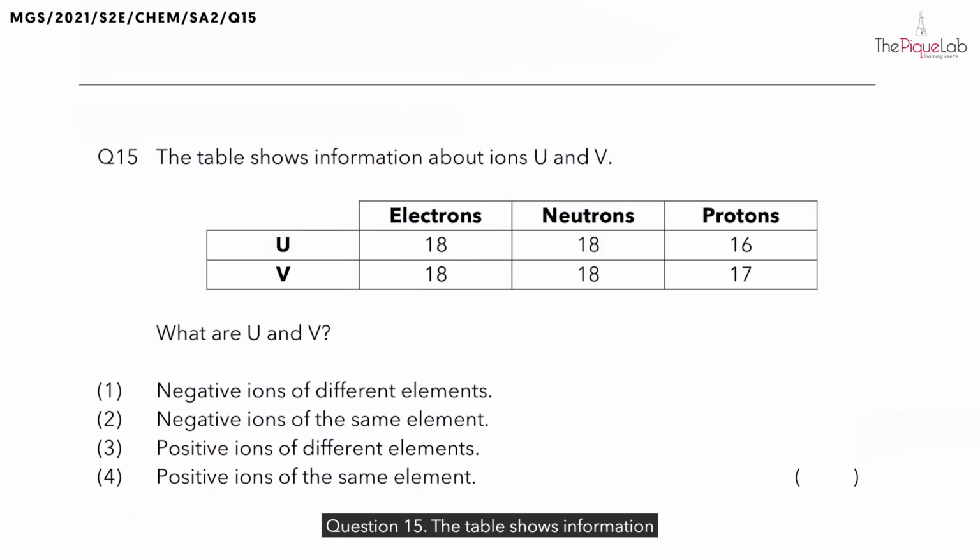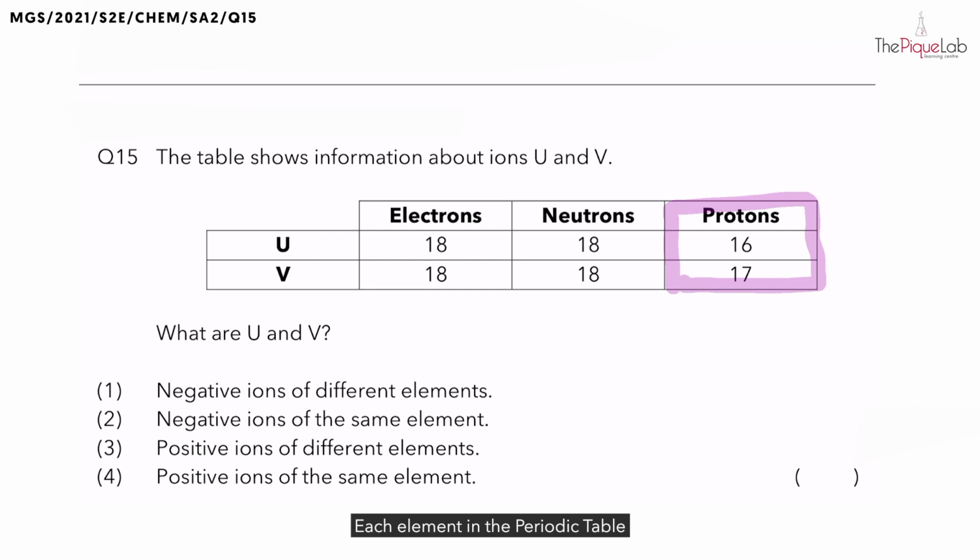Question 15. The table shows information about ions U and V and we're supposed to identify what U and V are. To identify an element in a periodic table, what number should we look at? Should we look at its electron, neutron, or proton number? We should look at its proton number.